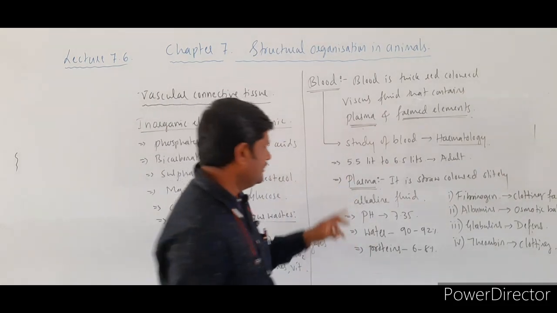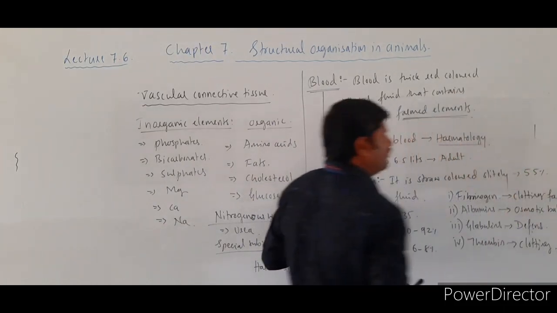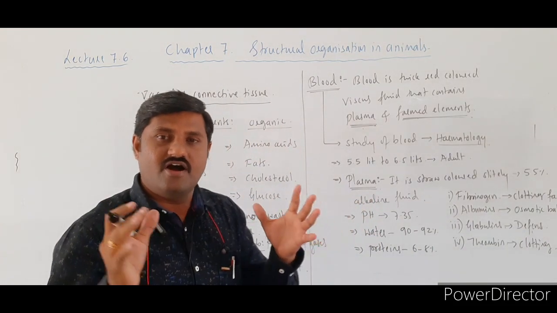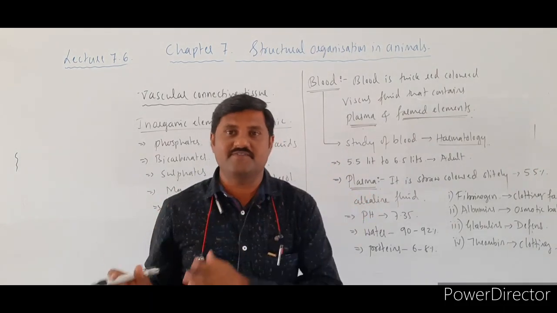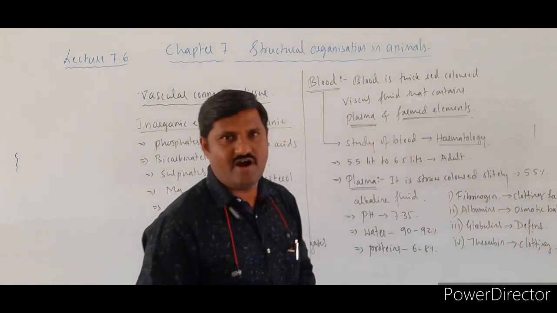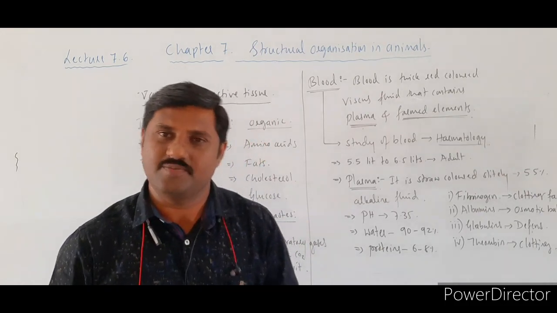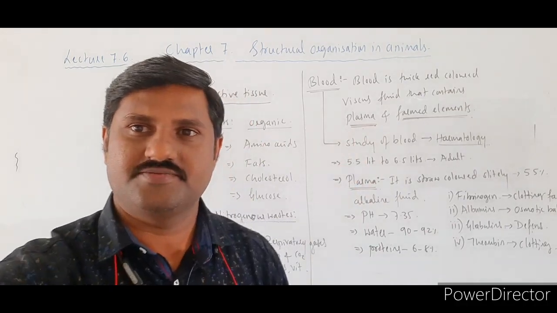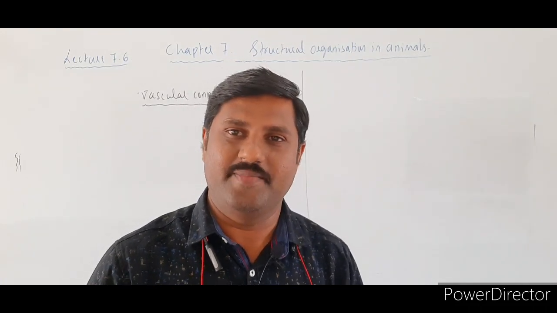One more point you must remember: this plasma makes 55% of the total blood. 55 parts of the total blood is nothing but plasma, and the remaining 45% forms the formed elements. This point is to be noted. So this is all about the plasma. Now we shall start with the formed elements.